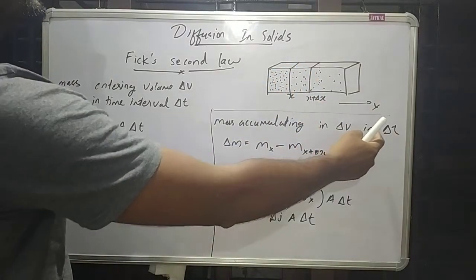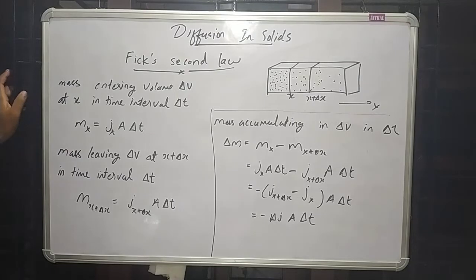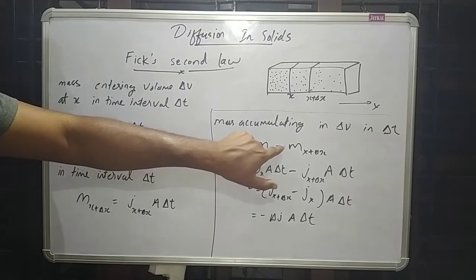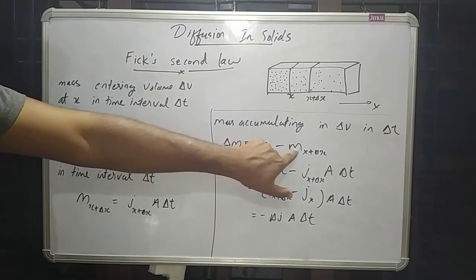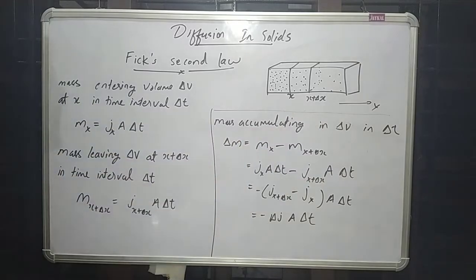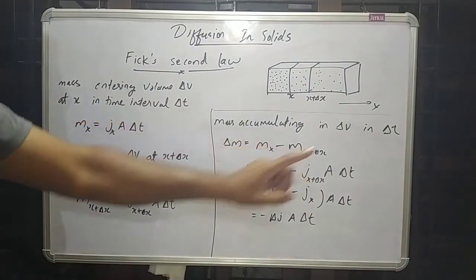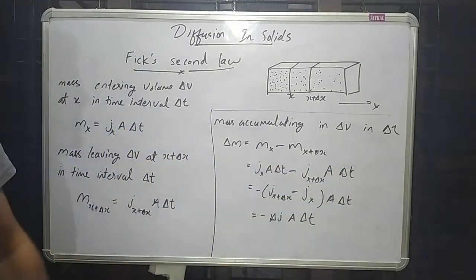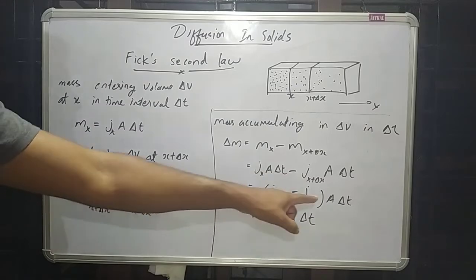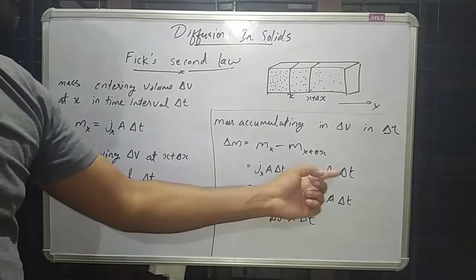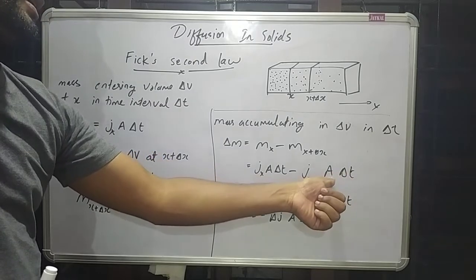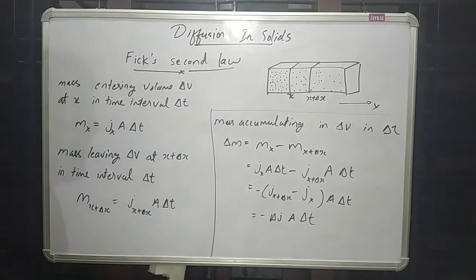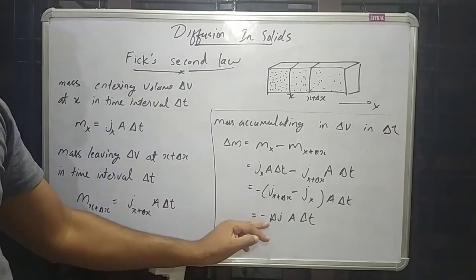The mass accumulating in delta V in the delta t time interval, delta m, is equal to M at x, the mass entering the small volume, minus the mass leaving that small volume delta V. That is M at x minus M at x plus delta x, equal to J at x times A delta t minus J at x plus delta x times A delta t. So we can take the minus sign outside and write J at x plus delta x minus J at x, times A delta t, because the area of cross section is constant for this solid bar.